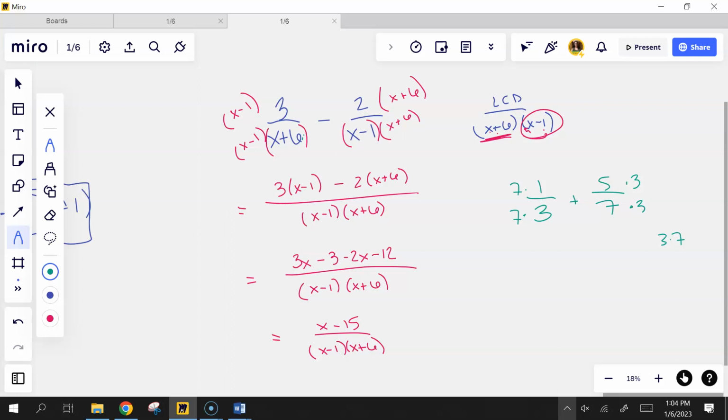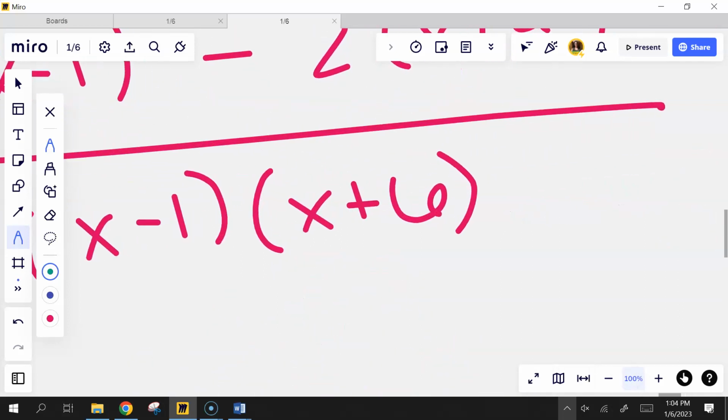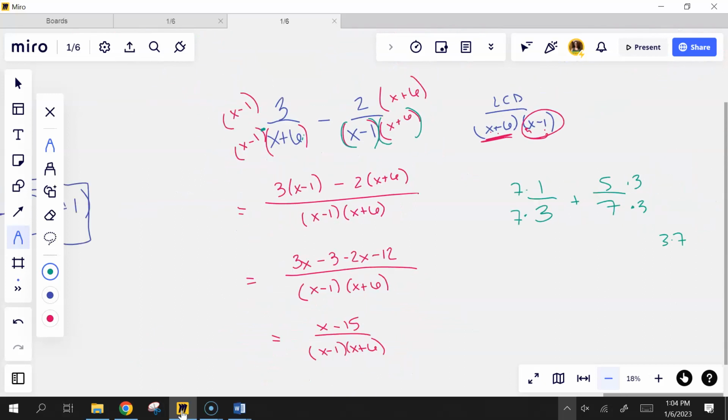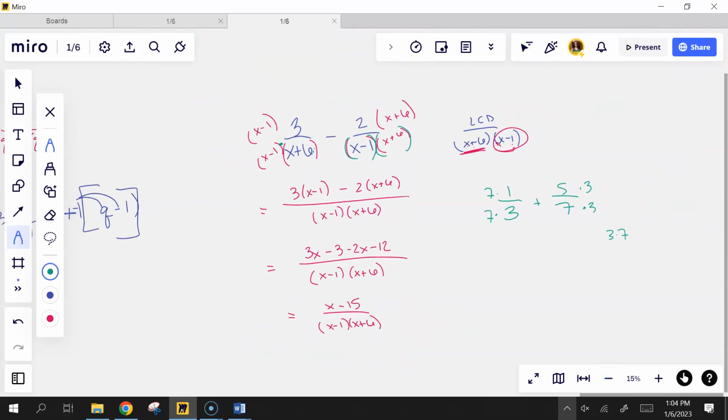I'm taking the whole bottom and multiplying it by the factor that's missing. Oh my gosh. If you foiled it out, yes, but we're not going to foil it out. We're just going to leave it multiplied together. Oh. You see it now? It's like a whole thing.